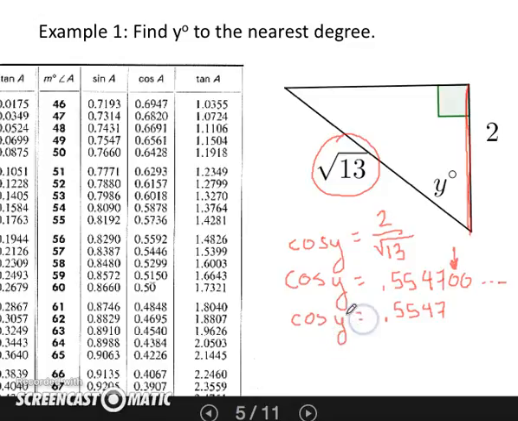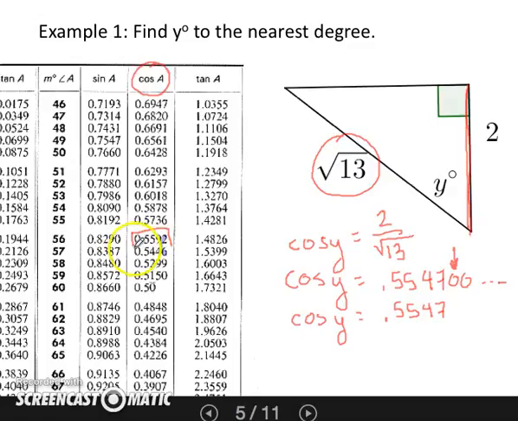All right, we know what the cosine of y is, but what's y itself? We're going to have to use our trig table backwards in this case. So we're going to go to our cosine column, and we're going to search down in here until we find a number that's close to 0.5547. Okay, I see 0.57 something. Look, here's 0.55 something. That's pretty close. That's about as close as I'm going to get in this trig table.